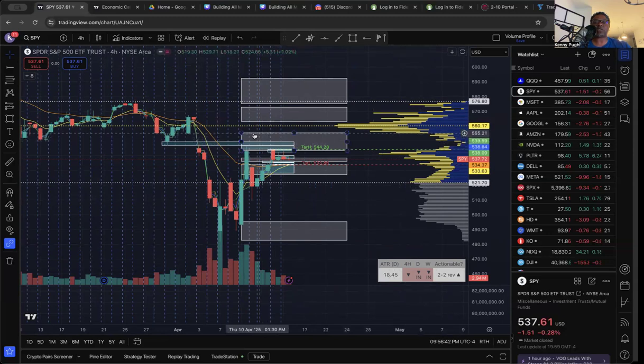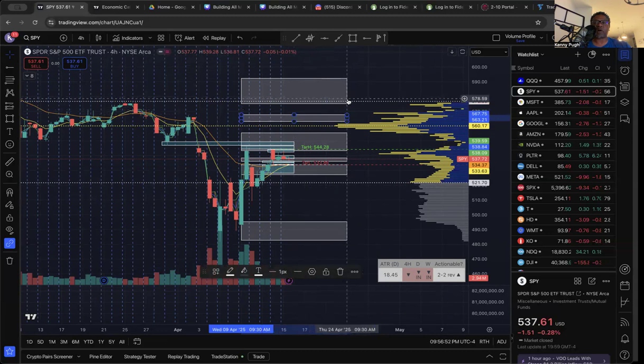I want to draw a rectangle in that area. I draw another rectangle in this area where business wasn't transacted as highly, and then I draw another rectangle in this area as well that represents the top of the volume profile. I use these to mark out my zones, and then I use those to reference my higher time frame levels.